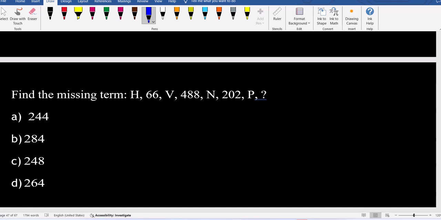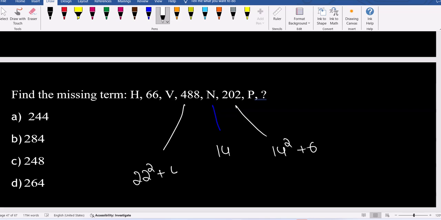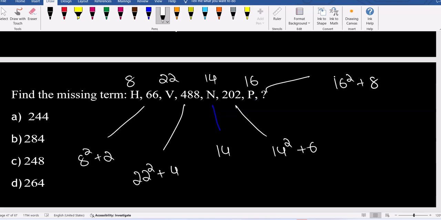H is given as 66. For V, 488: yes, 8 square plus 2. Then N is nothing but 14. 14 square is 196 plus 6. This is 22 square, 484 plus 4. This is 8 square plus 2. You observe the squares: H is 8, V is 22, N is 14. Square plus 2, square plus 4, square plus 6. P should be 16. 16 square plus 8: 256 plus 8, we have to get 264. I hope you understand, option D is correct. Got it?